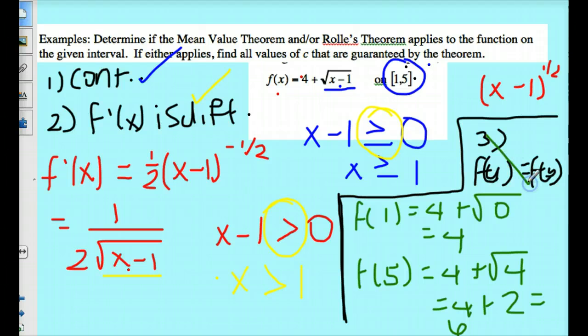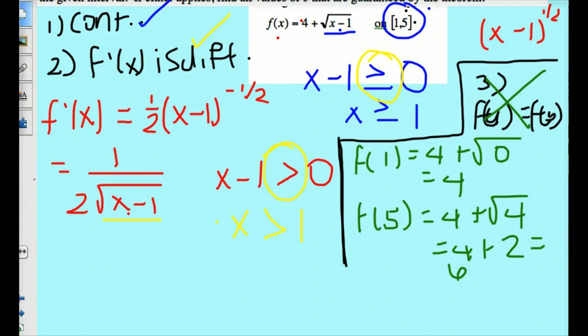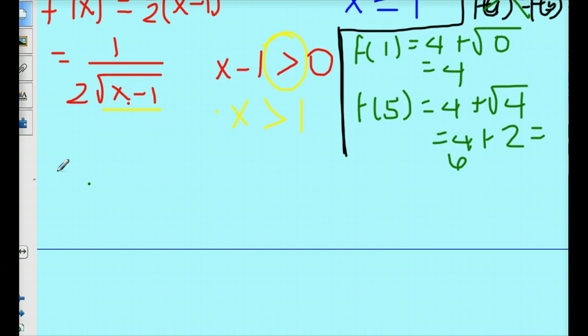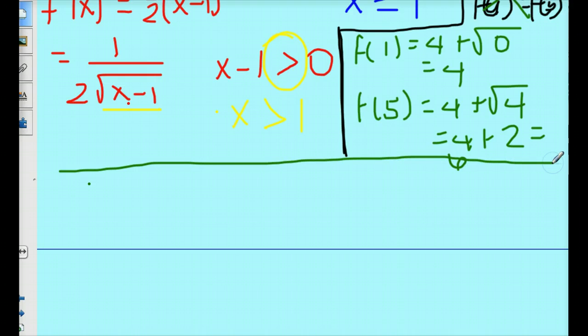According to this, does f of a equal f of b? No. So I know in this problem, let me scroll down here, conditions 1 and 2 were true, but 3 is not true. So the one theorem I can use is the mean value theorem.